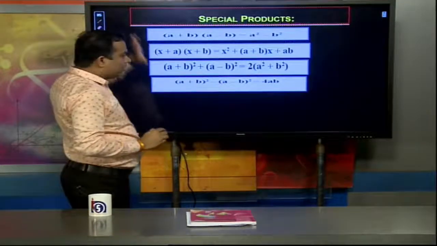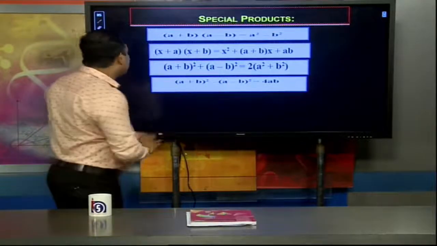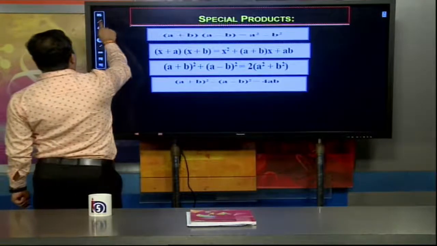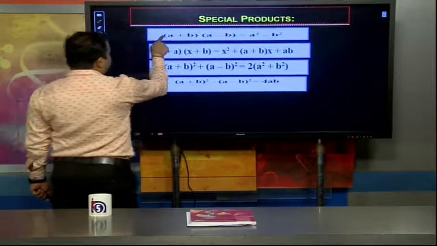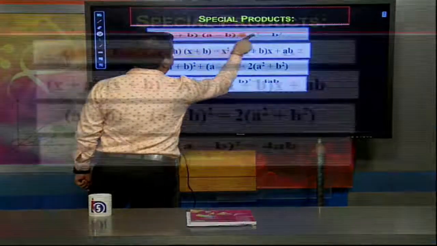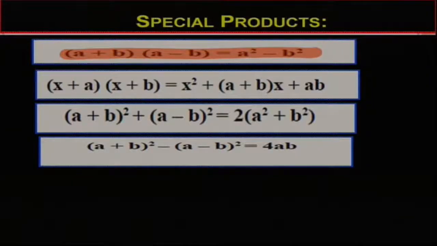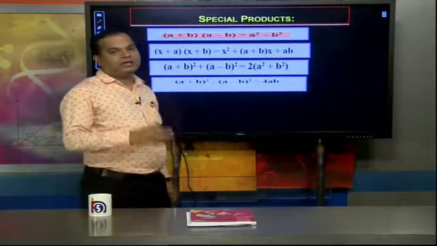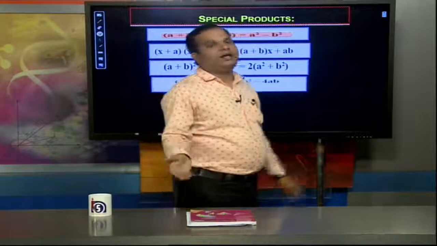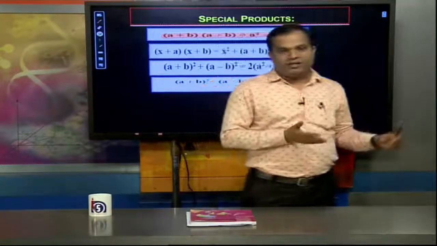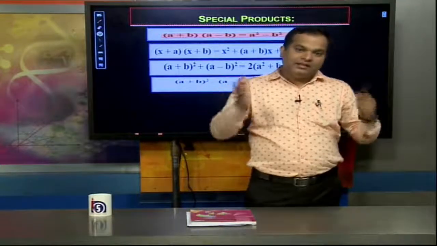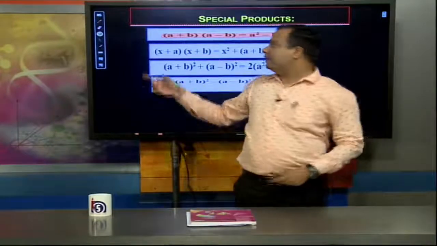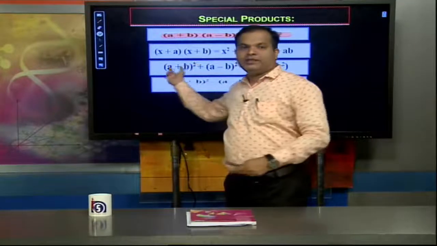When talking about the other special products, the third one is very important: (a plus b) into (a minus b) equals a square minus b square. This is the third special product. That means (x plus y) into (x minus y) equals x square minus y square. This is the formula.